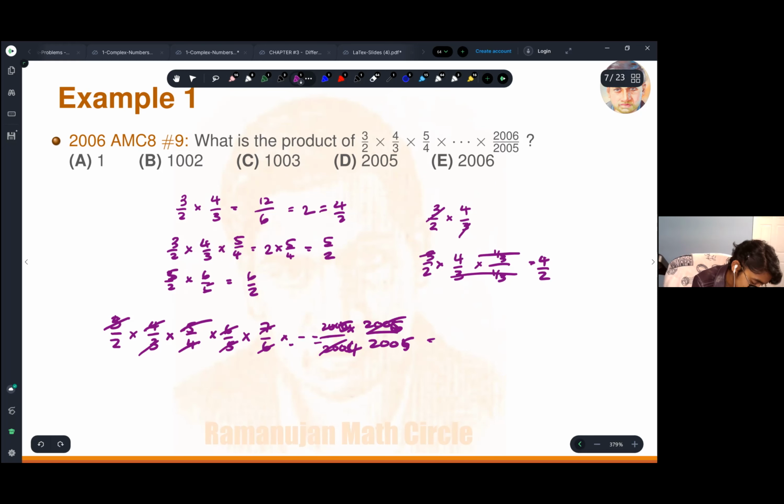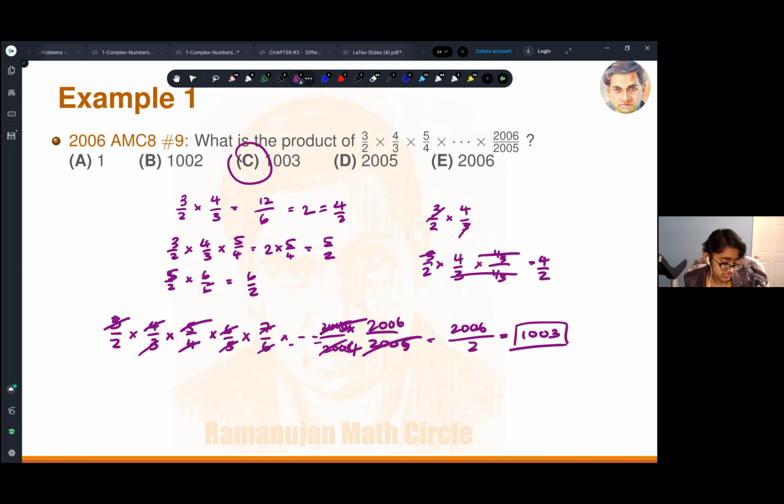Okay, sorry. You'd cancel these two. So you'd be left with the 2006 on the top. It'd be 2006, but then you didn't cancel out the 2, so it's over 2. So 1003. That's your answer. So these actually will show up in early AMC 8.